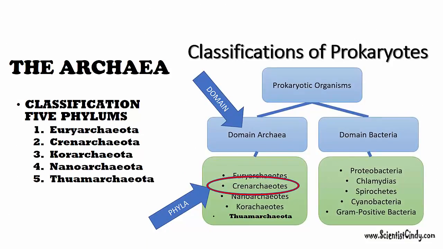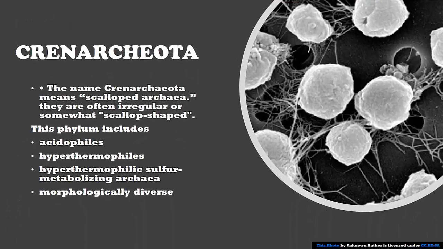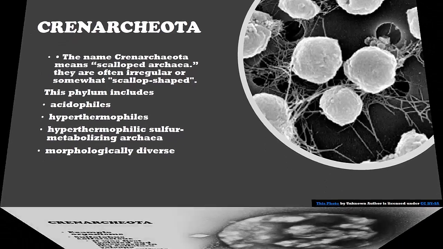Next, let's talk about the Crenarchaeota. The name Crenarchaeota means scalloped archaea. They are often irregular or somewhat scallop-shaped. The phylum includes acidophiles, hyperthermophiles, hyperthermophilic sulfur metabolizing archaea, and we've actually found they're pretty morphologically diverse.